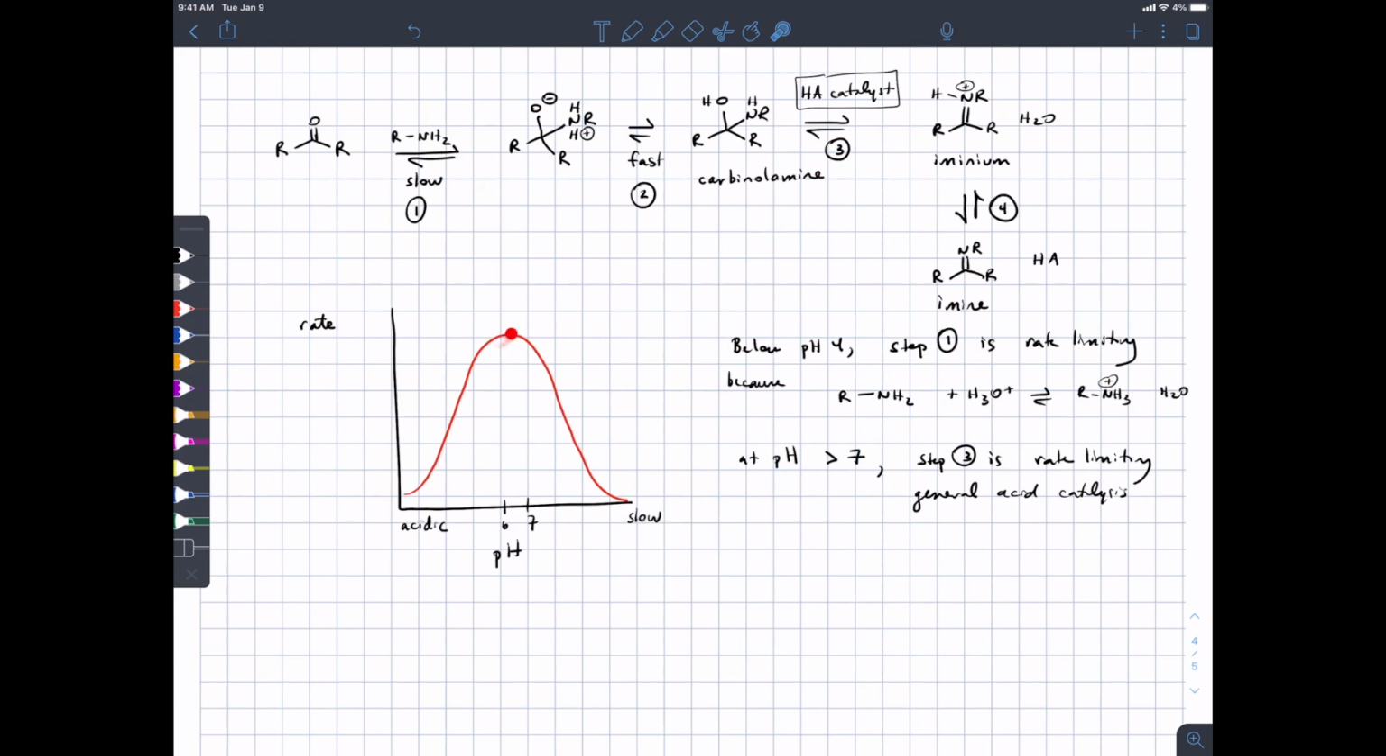So the maximum rate is sort of the Goldilocks position where you have enough amine to attack so that step 1 is fast, and you have enough acid so that step 3 is fast. And it's nice that that happens to be around physiological pH, because imine chemistry is pretty important in biology.